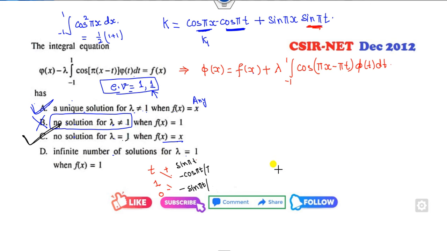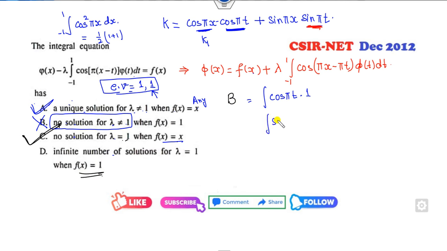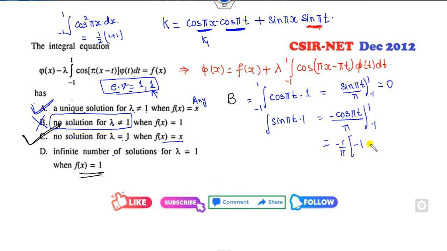Now look at the last case, when lambda is equal to 1, and in this case fx they have changed. So we need to calculate B again. This time I have to take f as my 1. So you have the two integrations. One is cos of this and the second part is sine of this. So what is the integration of this from minus 1 to 1? It is sine of 1 to minus 1 is a 0. It will be cos over pi from 1 to minus 1. So minus 1 over pi is outside, minus 1, minus, minus plus 1 is a 0.